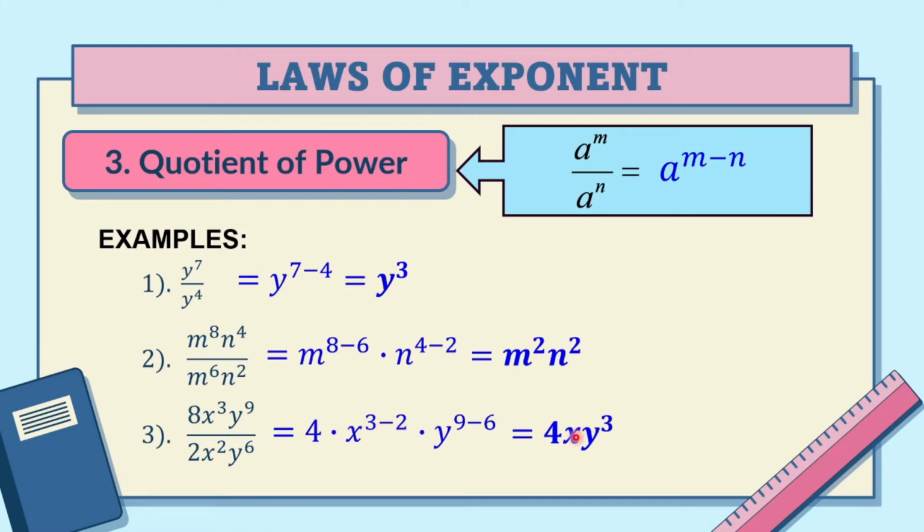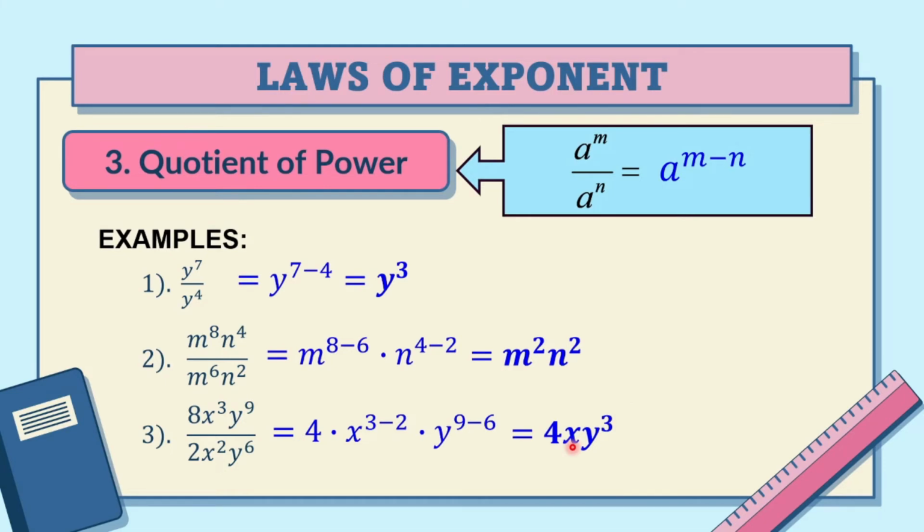Ma'am, bakit walang 1 na nakalagay? Tandaan, sinasabi ko, kapag sinasulat na natin yung sagot na exponent ay 1, no need na ilagay na natin because that is automatic na 1 ang exponent niya. Okay? Next, proceed tayo sa base na y, which is 9 minus 6, that is 3. So, the final answer is 4xy cubed. So, yan naman ang ating quotient of power.